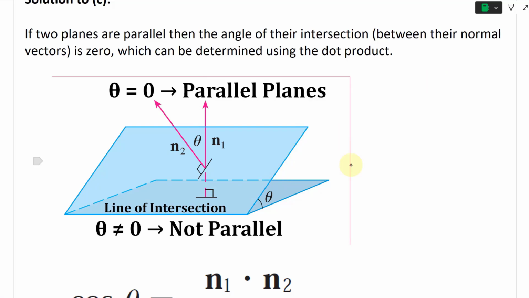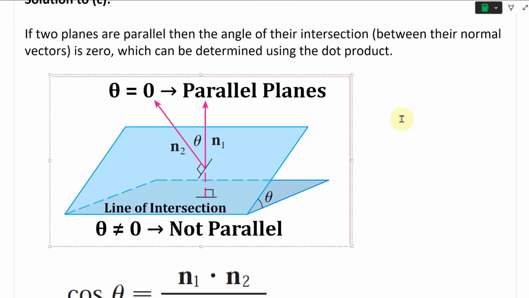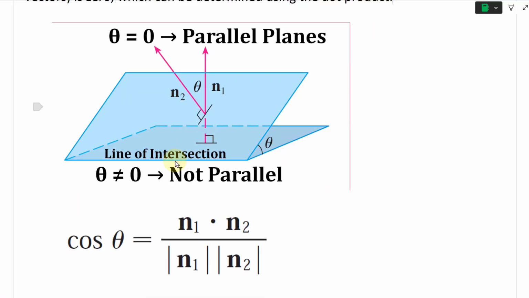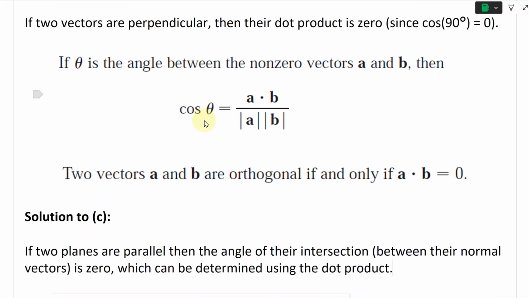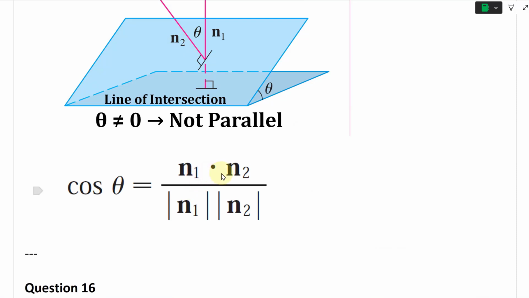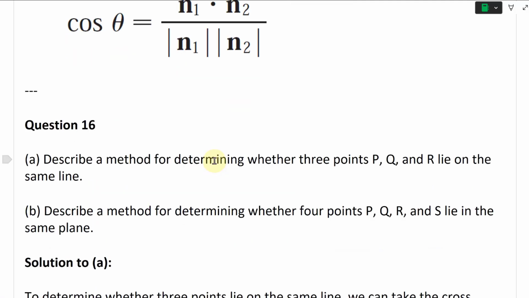If the angle is not 0, then they are not parallel. If it's not 0, eventually one will cross the other, because these planes extend out to infinity. And that's parallel planes. Again, using the dot product formula with cosine, but using the normal vectors n1 and n2: cosine theta is equal to n1 dot n2 divided by the lengths of n1 and n2.